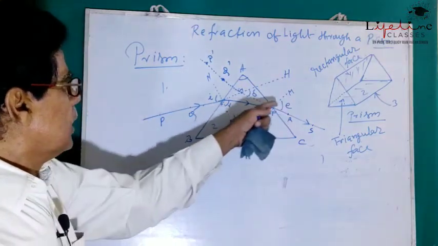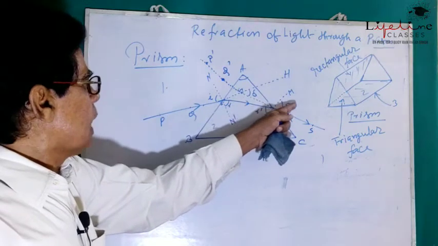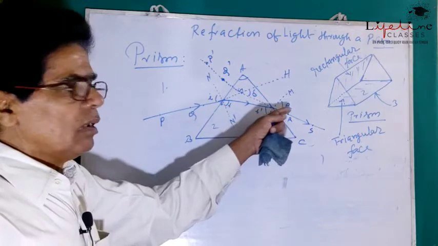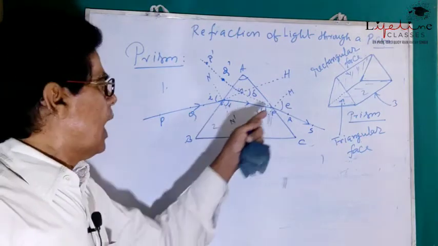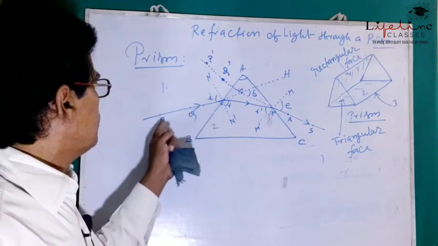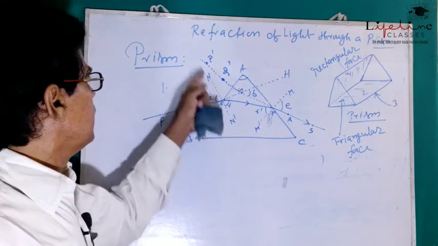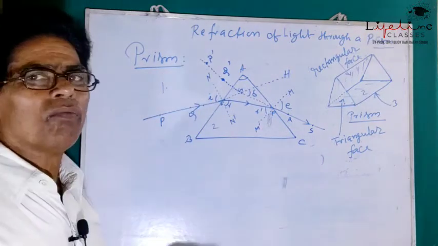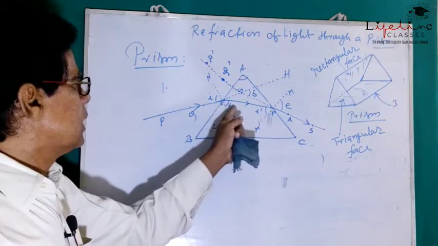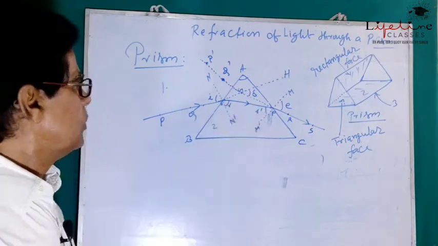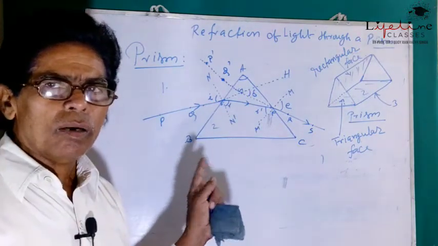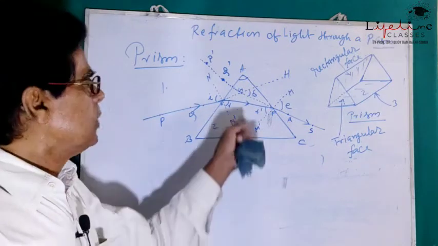So here this angle RFM is denoted by e, and it is called the angle of emergence, and here PEN is the angle of incidence, and NEF is the angle of refraction. So this is the refraction of light through the prism.